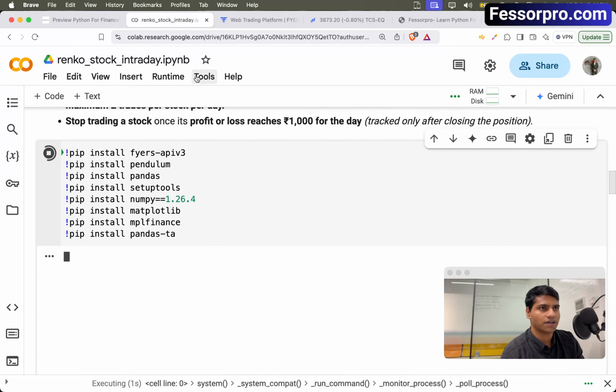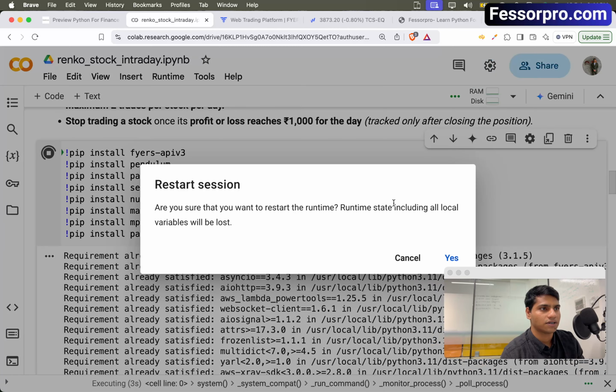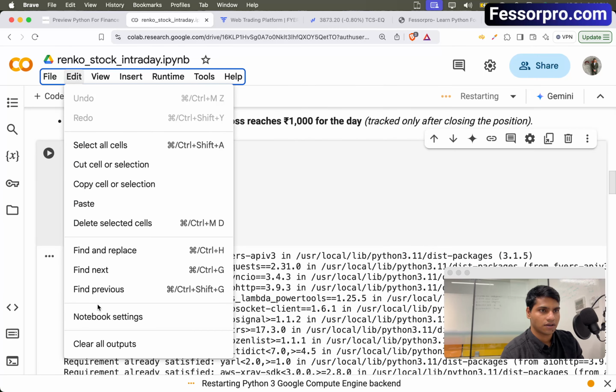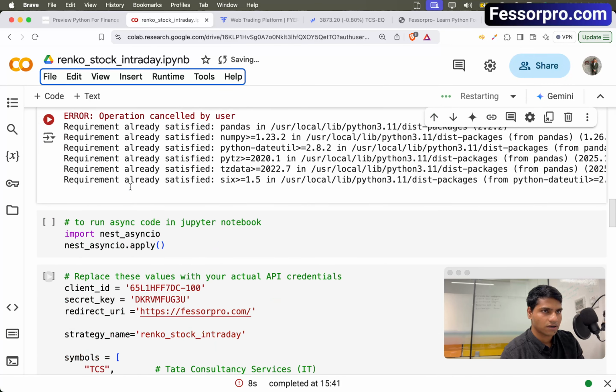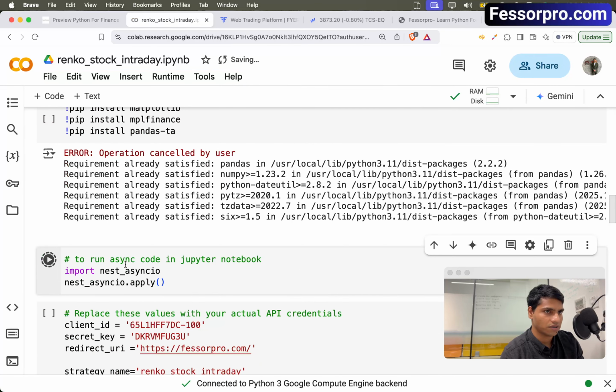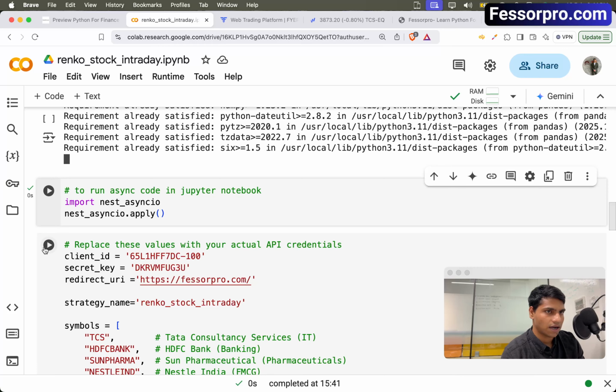I don't have to run it again. I'll just click on restart session. Yes. I'll click on clear all cell output. Now there's no need to run it. Run this code, this is important. So I'll run all the credentials.